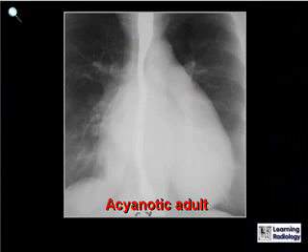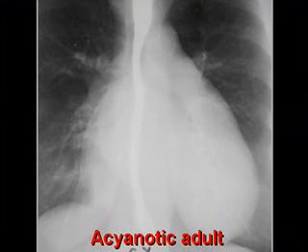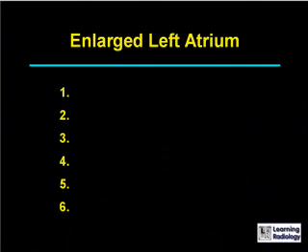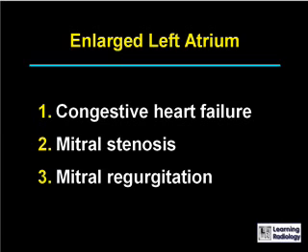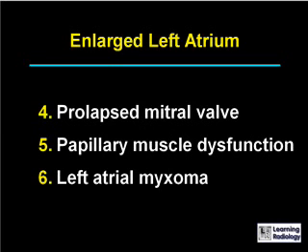This is the next differential diagnosis. Pause the player. The differential diagnosis is for an enlarged left atrium. There are 6 major causes. Pause the player. The 6 major causes of an enlarged left atrium include congestive heart failure, mitral stenosis, mitral regurgitation, prolapsed mitral valve, papillary muscle dysfunction, and left atrial myxoma.